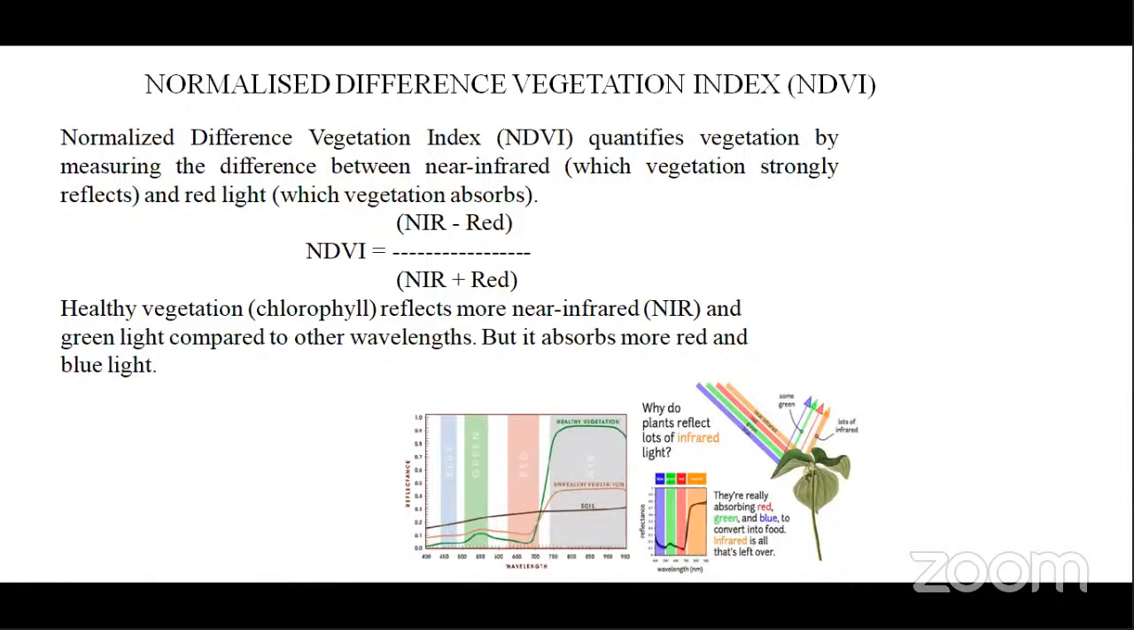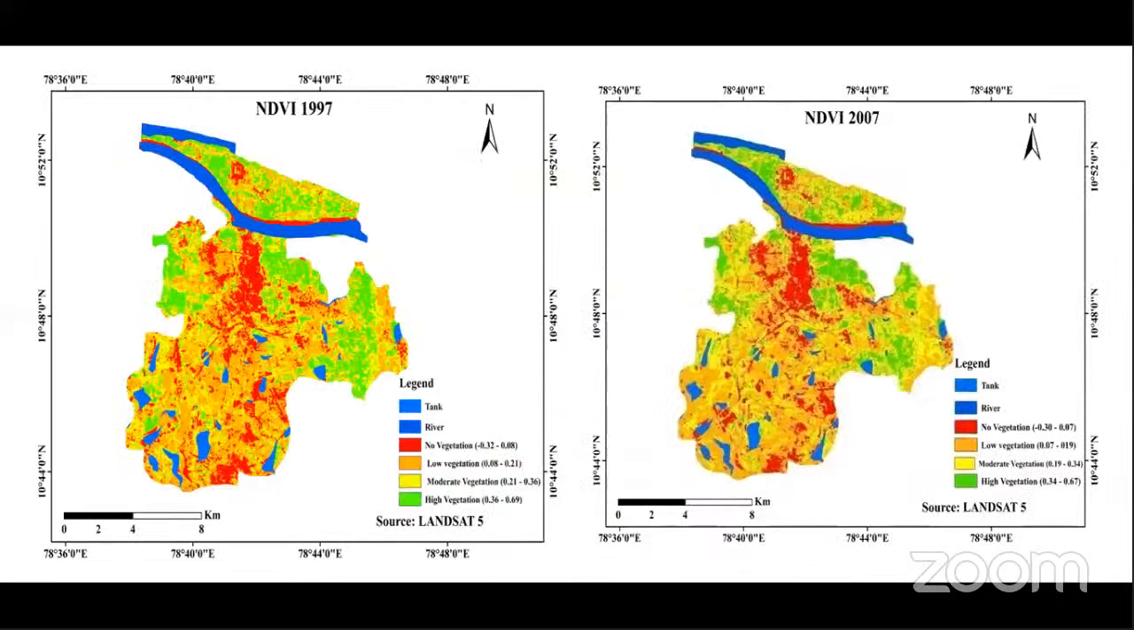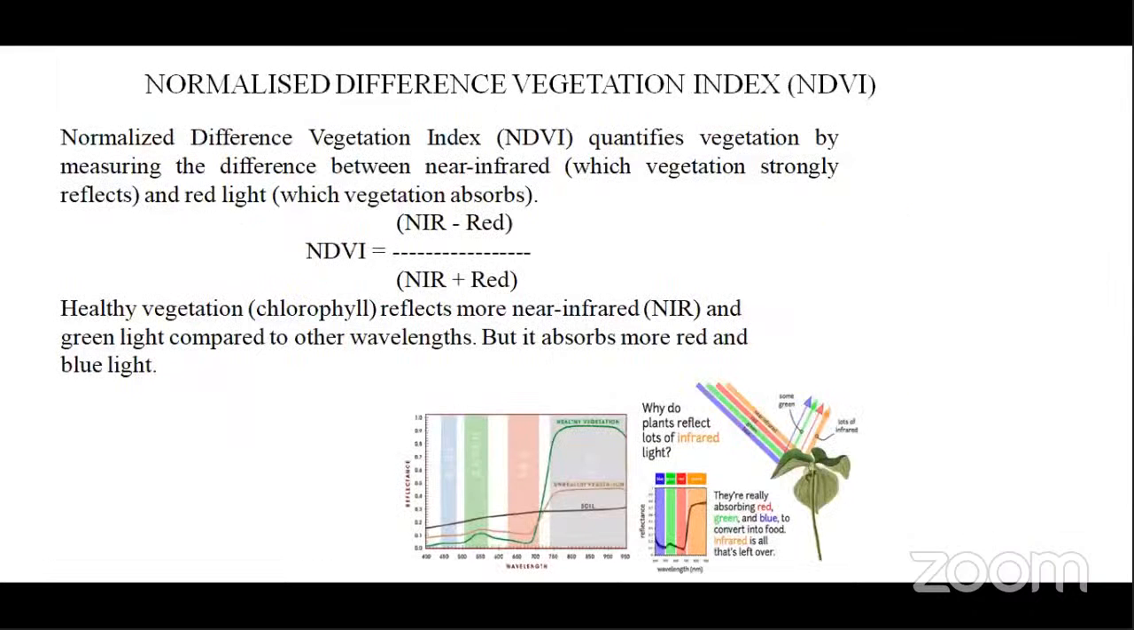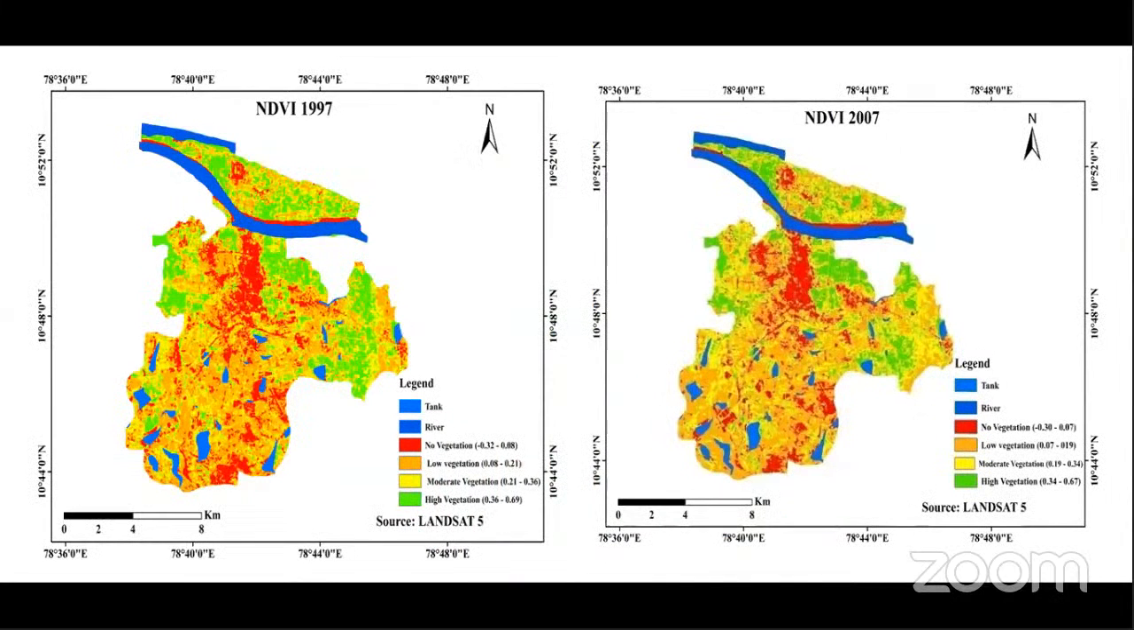So this is the NDVI map for 1997-2007. This has been made using this formula: near infrared minus red divided by near infrared plus red, that is band 5 minus band 4 divided by band 5 plus band 4. So from our observation, high surface temperature was observed in built-up and bare surfaces, whereas low surface temperature was in green vegetative areas.